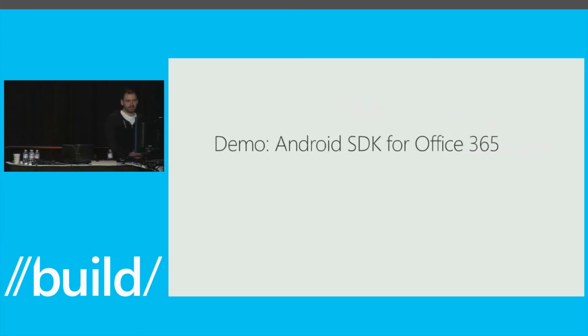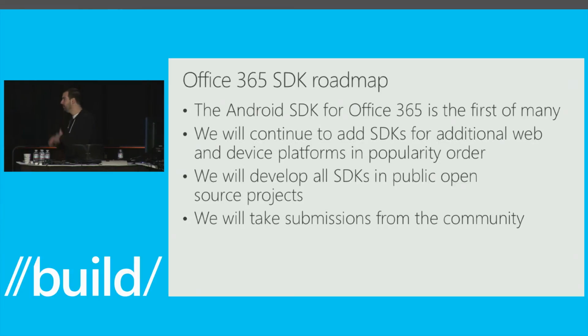All right, so that was the demo for the Android SDK. Hey, that was awesome. So in terms of the roadmap, that was the Android SDK. It's the first of many. We're going to go in popularity order and add a bunch more SDKs. We're going to do them all open source. We'll target both device and web platforms. And we're going to develop them, like I said, in open source projects that we're doing in concert with the community. So if you want to make submissions, if you want to make contributions, if you want to run ahead of where we've gotten and what we've contributed to those projects, please do so. And as we add more, we're going to announce it on the Office developer blog. So go to Office Apps and watch there for announcements on future projects that we're adding.